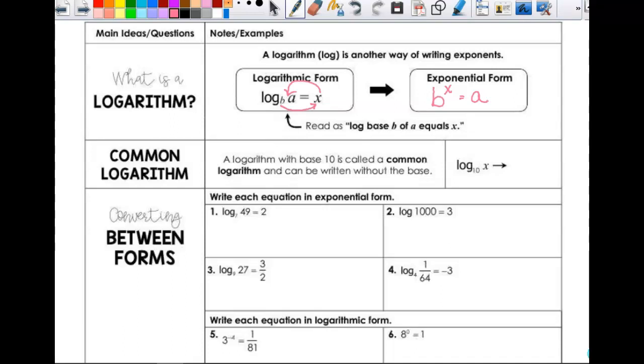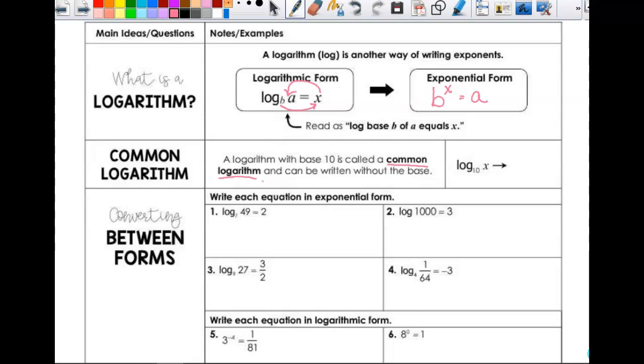Most calculators now will actually do logs of other bases, but it takes more button pushing. Usually just the log base 10, it's a pretty accessible button if it has it on there. So it says a logarithm with base 10 is called a common logarithm and can be written without the base. It says can, but it should be, and it almost always is.